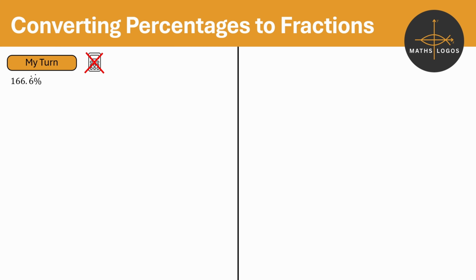Our last examples for this lesson involve some recurring digits. So here we have 166.6 recurring. I'm going to think of this slightly differently to before. I'm going to think of it as 100% add 66.6%. I know that 100% is equal to 100 out of 100. So just using that definition of the word percent, percent means out of 100. So 100% means 100 out of 100.